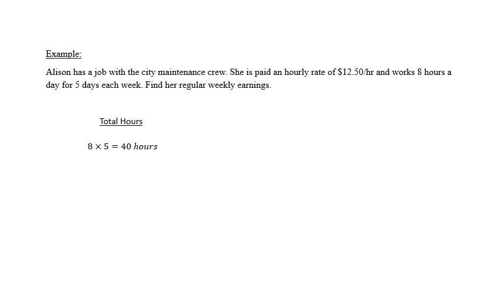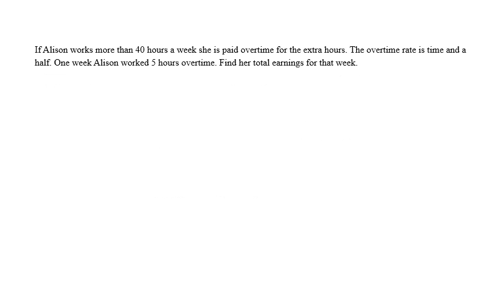Then, if we know she makes $12.50 an hour and works 40 hours, to find her earnings, we would just do $12.50, which is her hourly rate, times 40, which is her number of hours, to get $500, which are her regular weekly earnings. So when you just have regular hours, we figure out how many hours she works. We multiply the hours by the hourly rate, and we get the regular weekly earnings. Gets a little bit more complicated when Allison works some overtime.